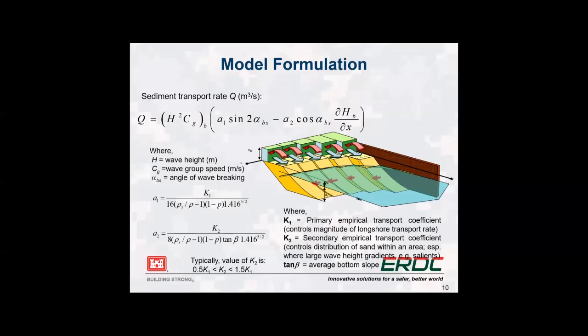Then K1 and K2 are really the critical parameters that are used to calibrate GenCade. The K1 value controls the magnitude of the longshore transport rate. The K2 value controls the distribution of the transport rate. And typically we use a value of K2 that is between half and 1.5 times the value of K1.